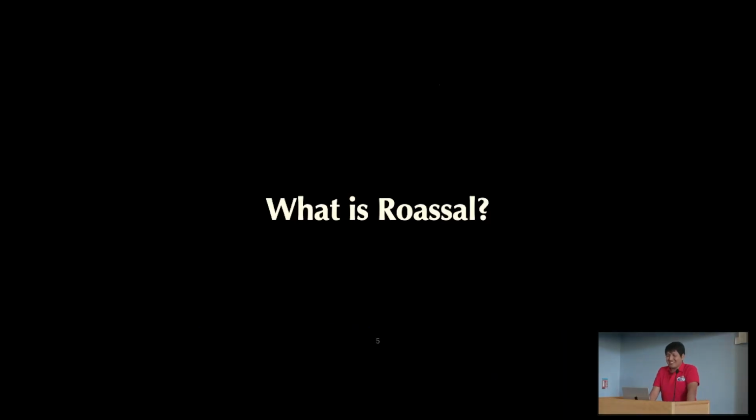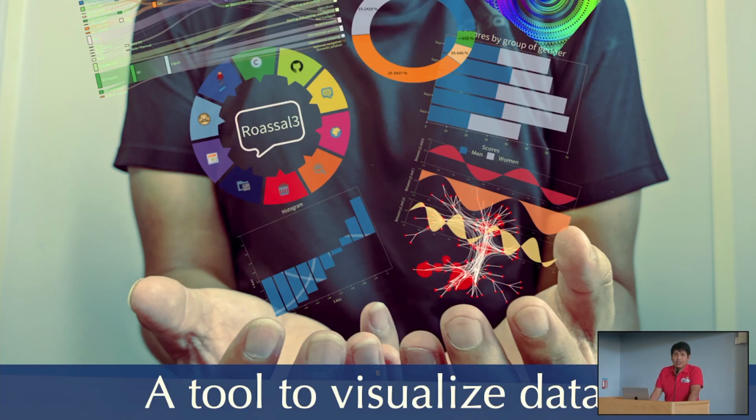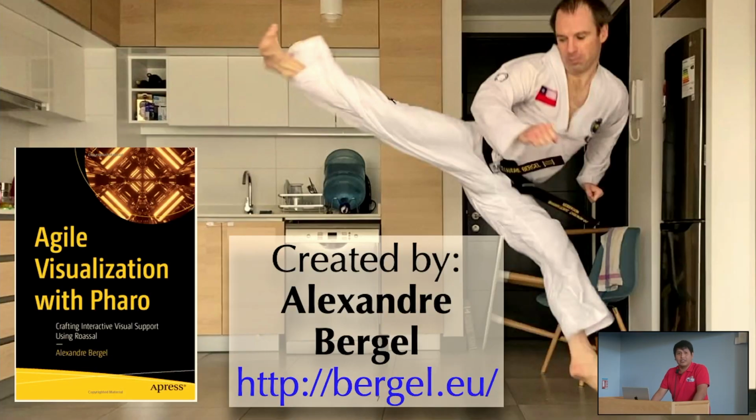So let's start. What is Roassal? It's a tool to visualize data. It was created by Alexander Vergel. We have Alex here, so it's pretty cool. He also created this pretty cool book about agile visualization.